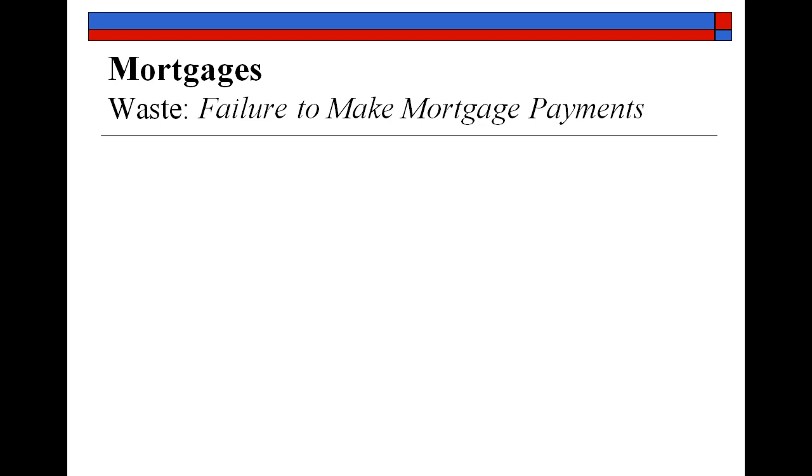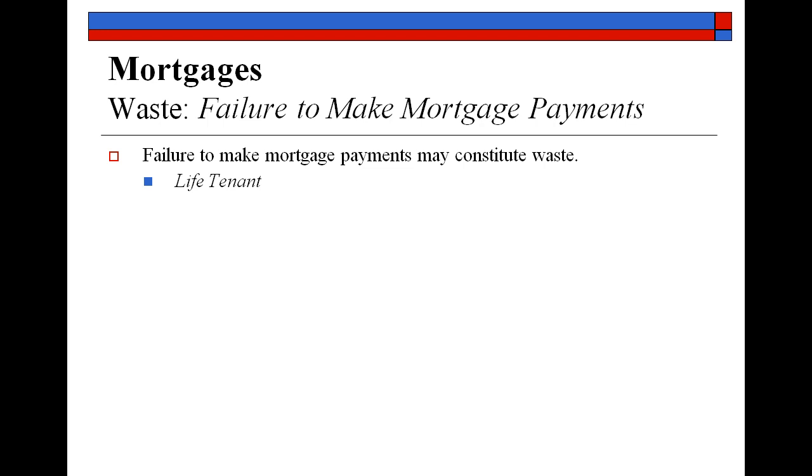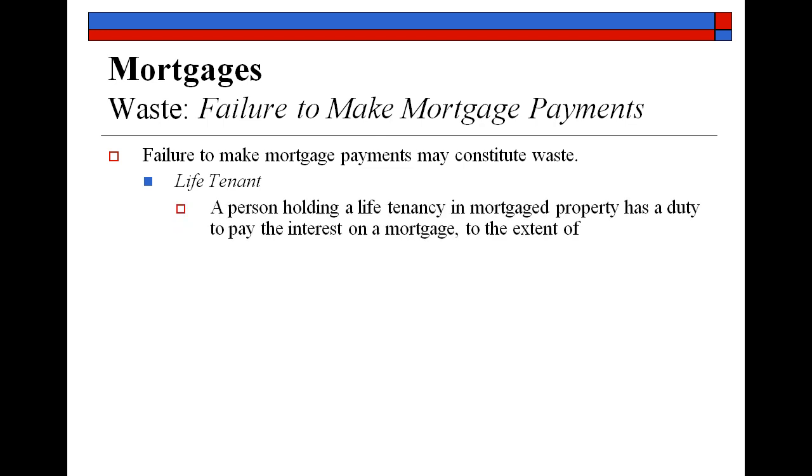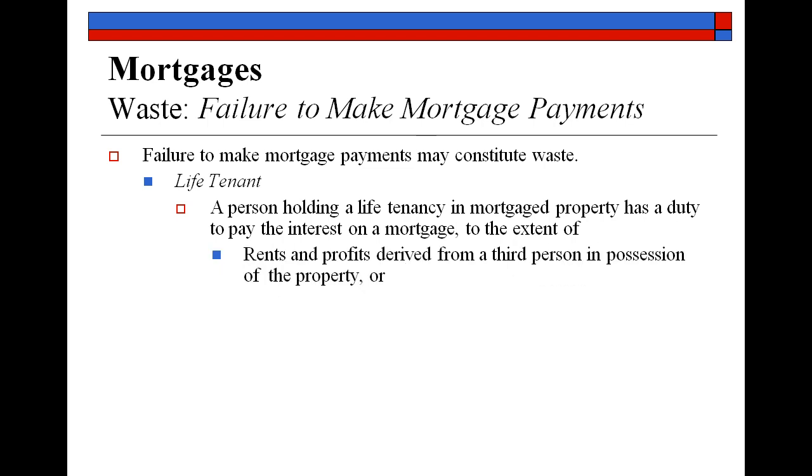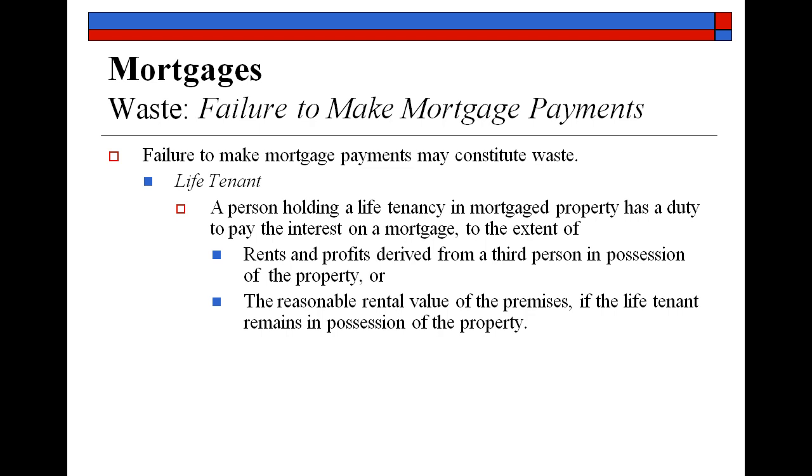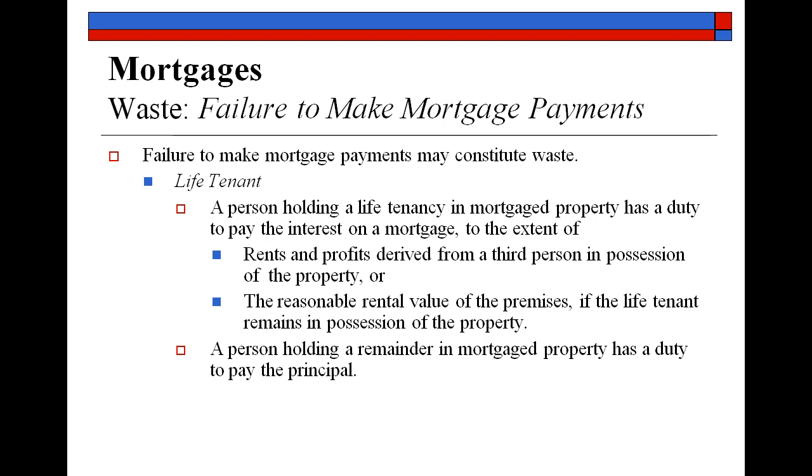Next, we're going to discuss another topic that should be familiar from first semester, and that's waste. Failure to make a mortgage payment can constitute waste. If a person holds a life tenancy in mortgaged property, that person has a duty to pay interest on the mortgage to the extent of rents and profits derived from a third person in possession of the property, or the reasonable rental value of the property if the life tenant remains on the premises. Now remember again, the life tenant pays the interest on the mortgage. The person who holds the remainder interest in the mortgaged property has a duty to pay the principal.